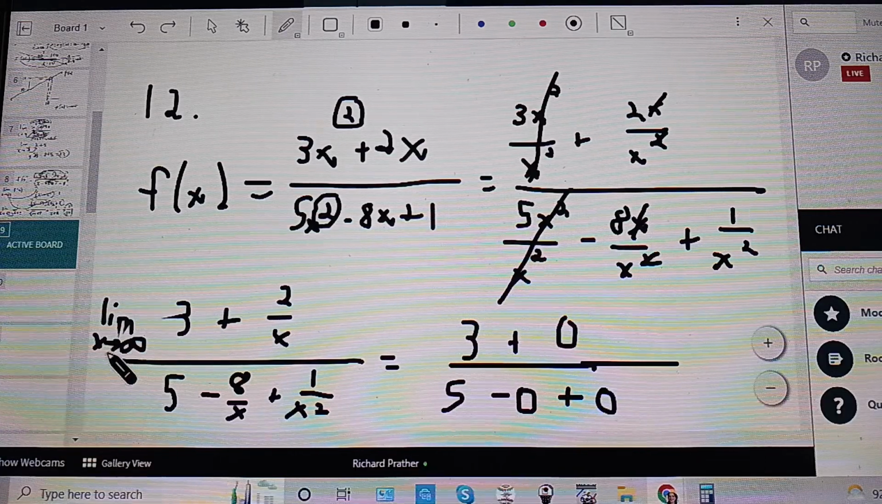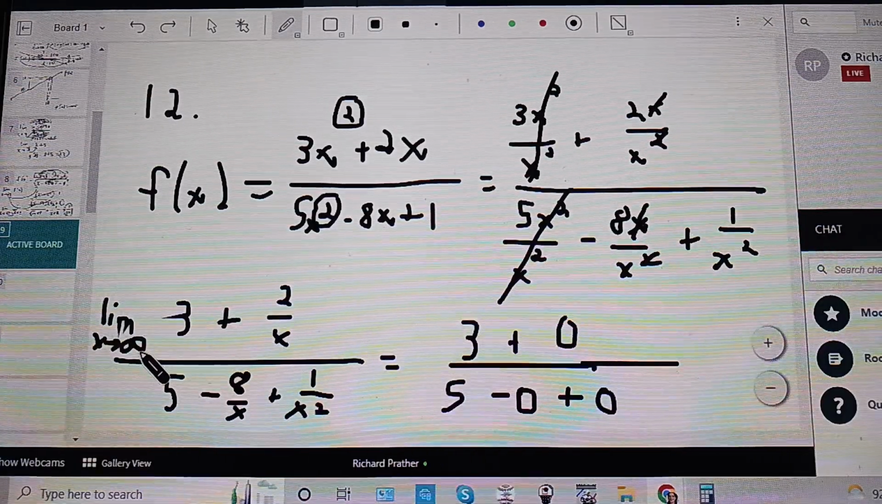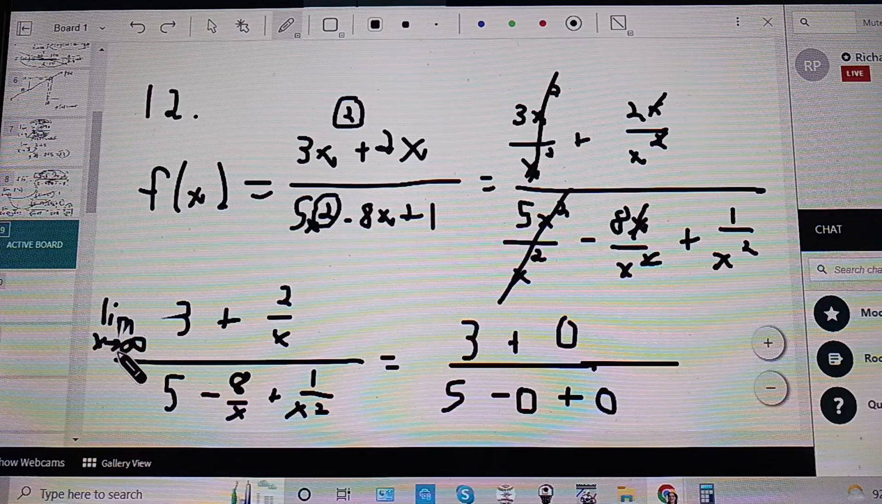Now, if x wasn't approaching infinity, this technique wouldn't work. If x was approaching 5, you wouldn't want to do this technique, but this works when you're doing limits at infinity. So the final answer is 3 over 5, literally.